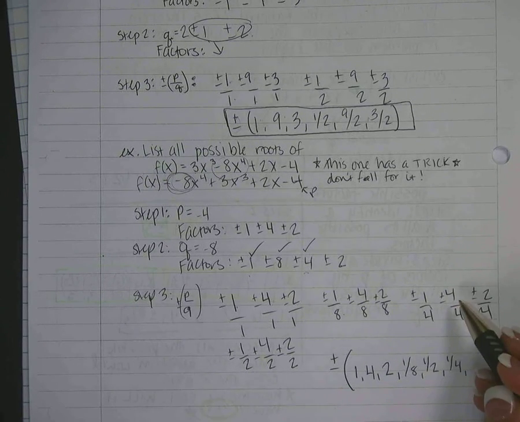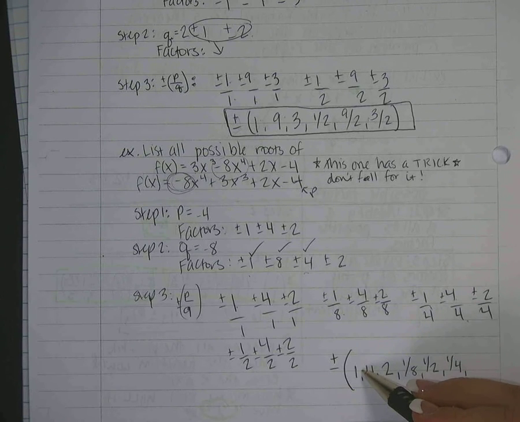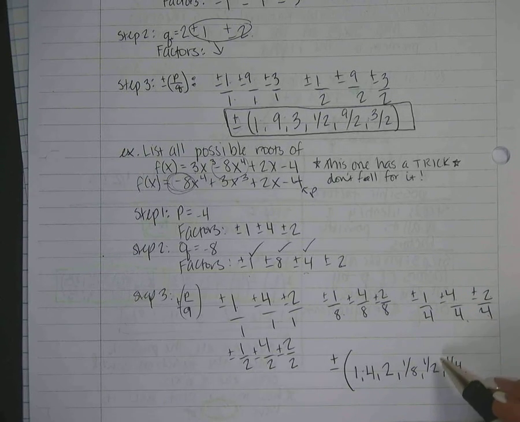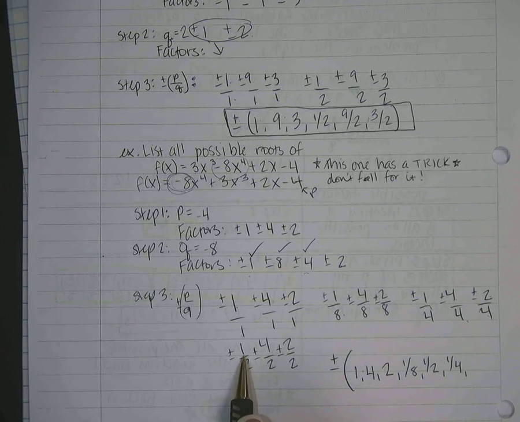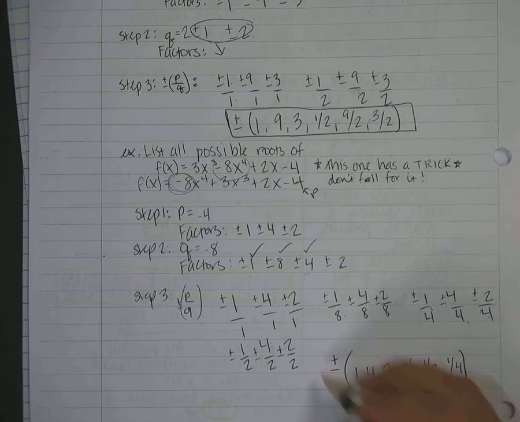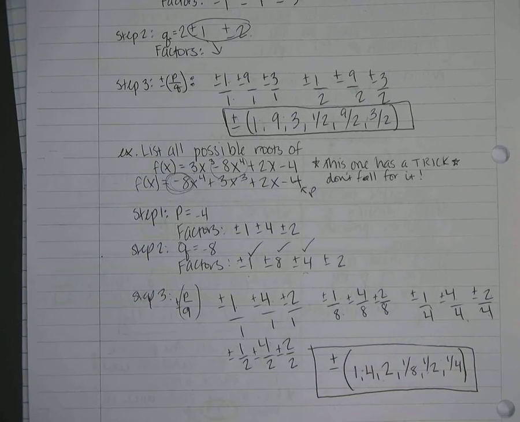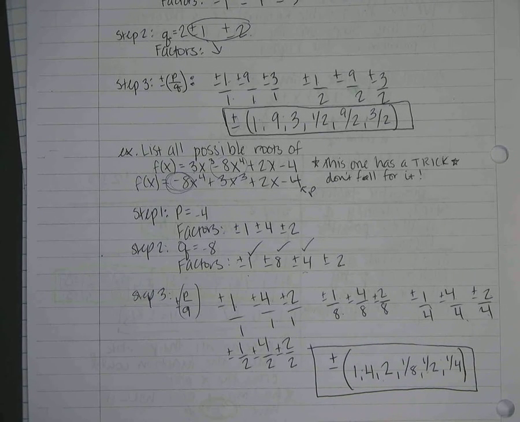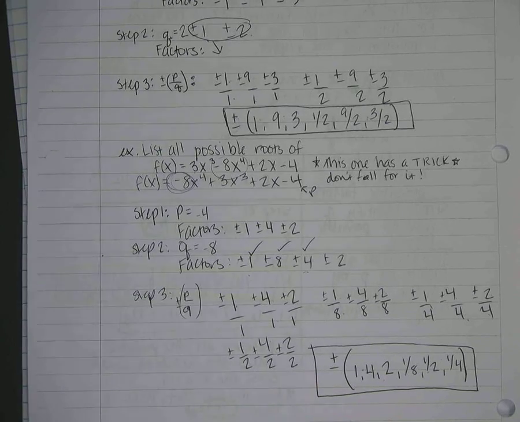Now this one is 1/4. I've already got that. 4 divided by 4, that's 1. I've already got that. 2 divided by 4, that's 1/2. I've already got that. And down here, 1 divided by 2, already got that. 4 divided by 2 is 2. Already got that. And then 2 divided by 2, which is 1, and I've already got that. So that would be my final answer.